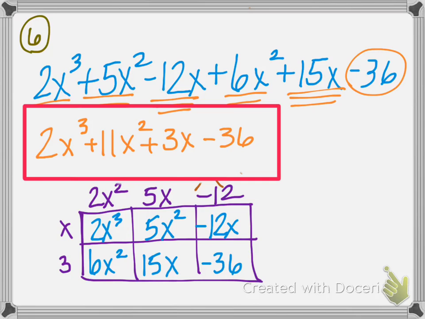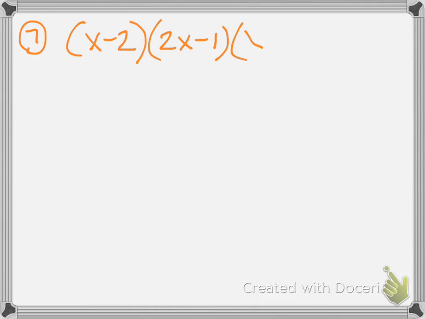Okay, so do 2 parentheses at a time, and then you can go on and incorporate the third. So number 7, same exact idea, x minus 2 times 2x minus 1 times x plus 3. So again, I'm going to start with my first two parentheses, and I'm just going to FOIL these. You can area model these too. You can do area model for both, it doesn't matter. The idea is just to expand the first two.